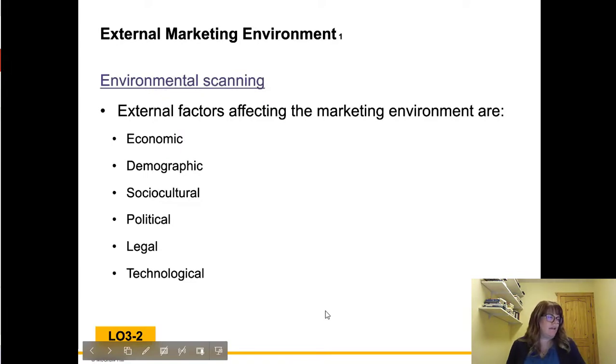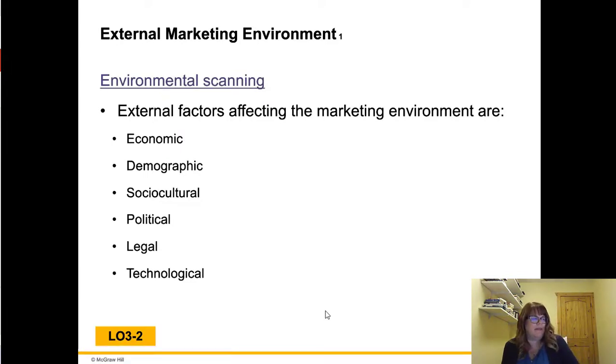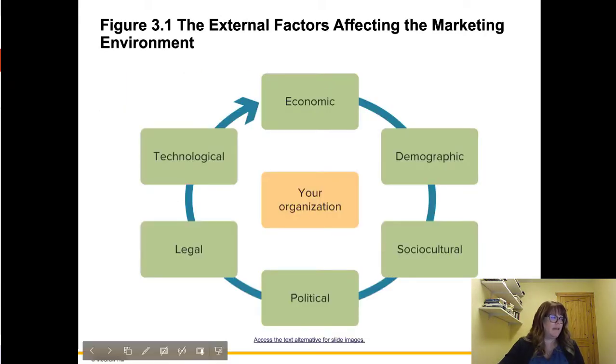Unforeseen developments external to the firm can directly impact the success of its marketing strategy. There are 6 major external factors that influence the firm's marketing environment: economic, demographic, sociocultural, political, legal, and technological. The 6 major external factors that I just listed are here in this figure. All of these factors occur on both a domestic and global scale and affect an organization.